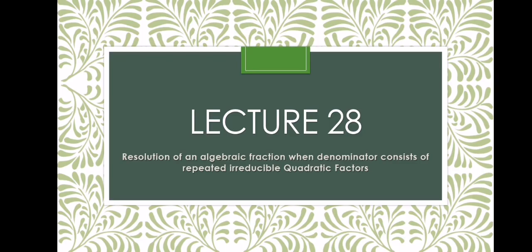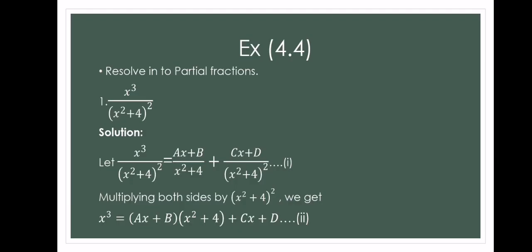Today we are going to do resolution of an algebraic fraction when the denominator consists of repeated irreducible quadratic factors. In the last lecture we did the resolution of an algebraic fraction when the denominator consisted of irreducible quadratic factors but they were non-repeated. Today we are doing it for the repeated irreducible quadratic factors. So we start solving the sums.